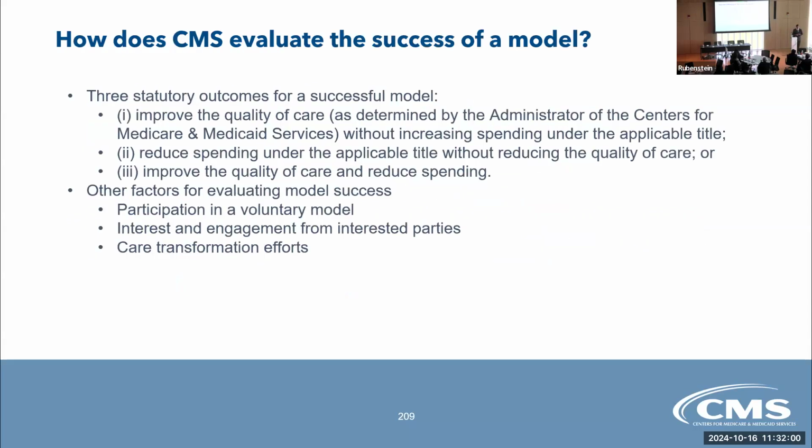So how do we think of success, and how does CMS evaluate a model? We have in the Statute of the Affordable Care Act basically three official standards. Can it improve quality without increasing spending, reduce spending without reducing quality, or improve quality and reduce spending? So three is the goal. Three is really hard. Frankly, two is quite hard too.